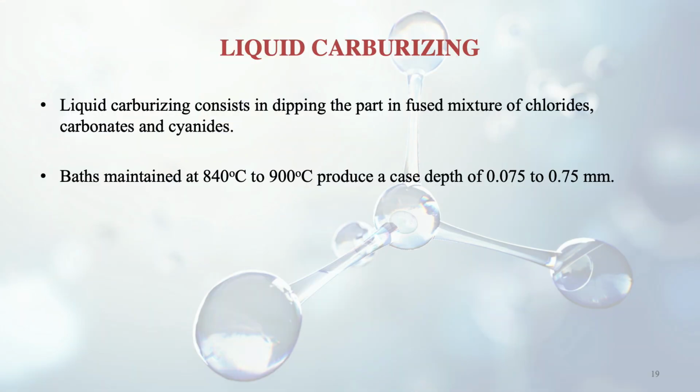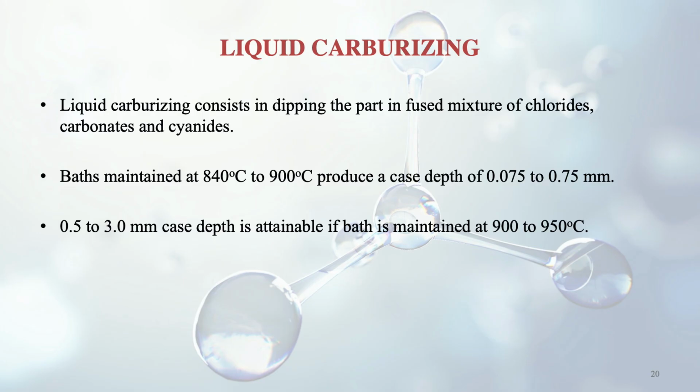And these baths are maintained at around 840 to 900 degrees centigrade, and they produce a case depth of 0.075 to 0.75 millimeter. So this is the thickness of the case depth on the specimen when we are using this liquid carburizing. And further, 0.5 to 3 millimeter of case depth is also attainable if the bath is maintained at 900 to 950 degrees centigrade. So the temperature also is very important. Earlier we saw 840 to 900, and if we move higher, 900 to 950, then we may go up to 3 millimeter case depth. So it will be much thicker.